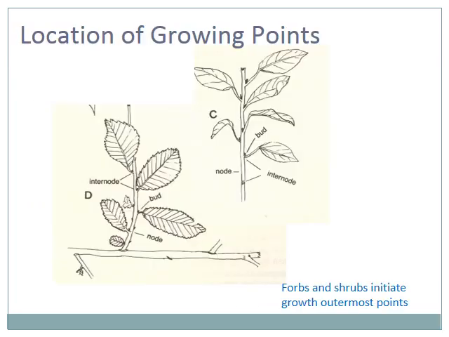The location of growing points in forbs and shrubs: the growth is initiated at the tip of the stem. So in this example, the tips are all cut off, but the tips are expanding outwards from the axillary buds, and then the buds at the base of these stems, along the stem, at the base of the leaves along the stem, are the axillary buds, and they're the next ones that will be activated to create growth.